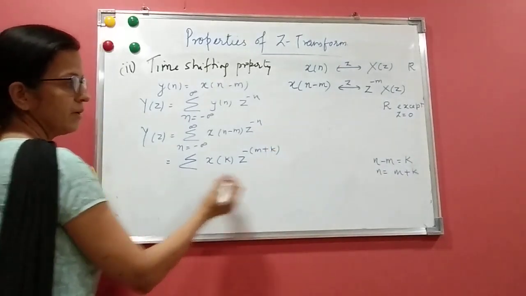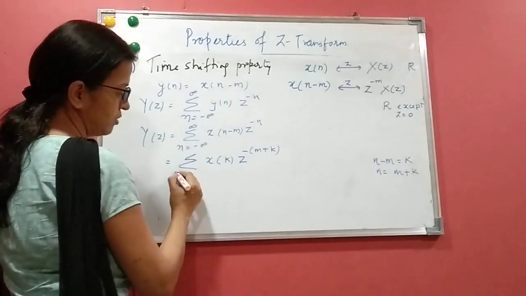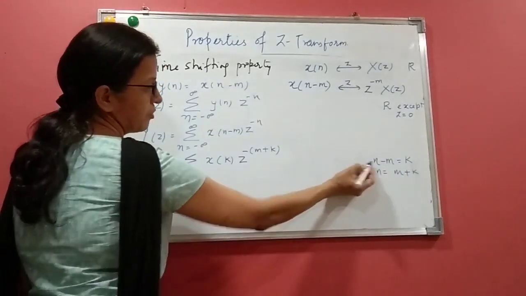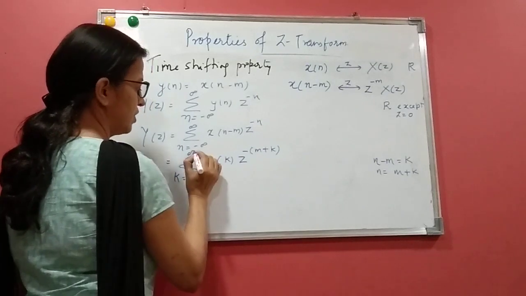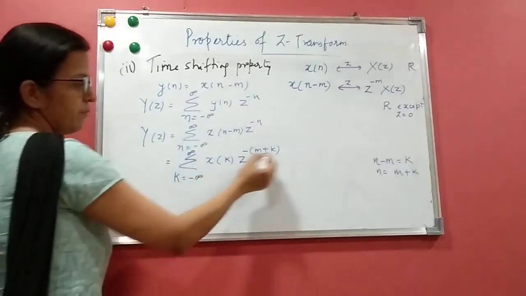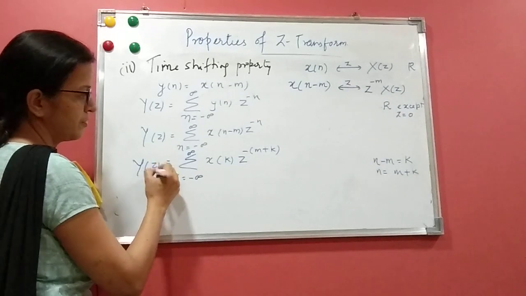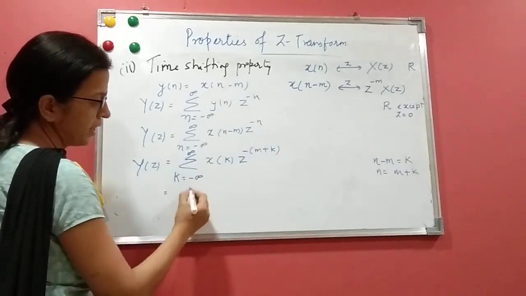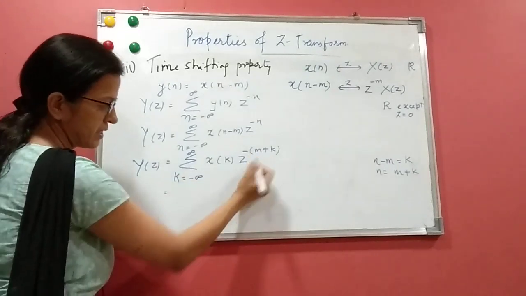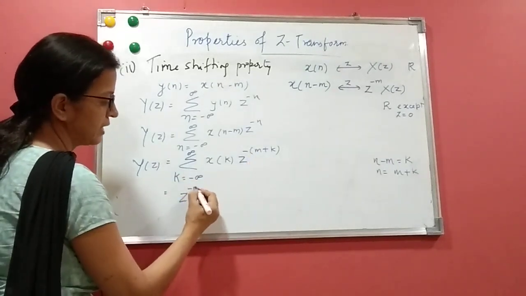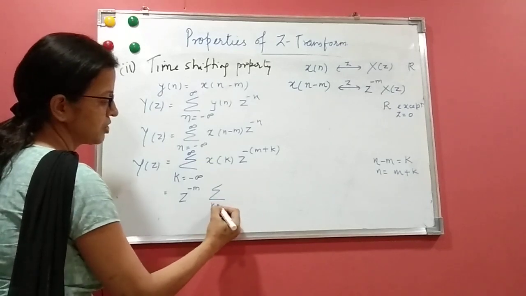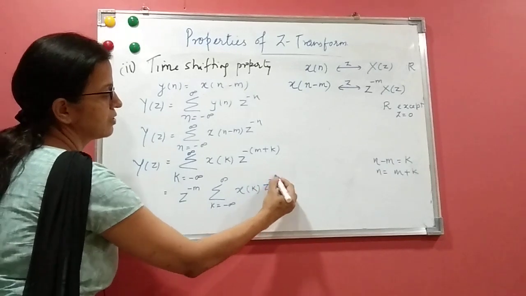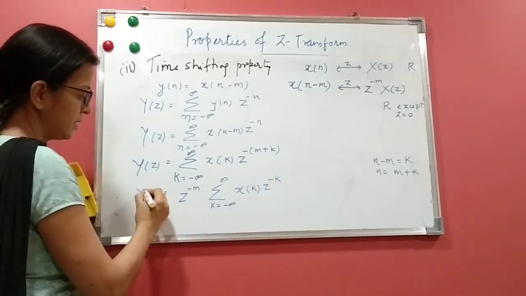Now what will be the limit here? The limit is for n, so I have to change it for k. If n is minus infinity, k will be minus infinity. If n is infinity, k will be infinity. So the limit is the same. This is x of k z raised to minus m z raised to minus k. The limit is for k and this m is extra, so I can take it outside: z raised to minus m summation k from minus infinity to infinity x of k z raised to minus k. Now this is y of z.